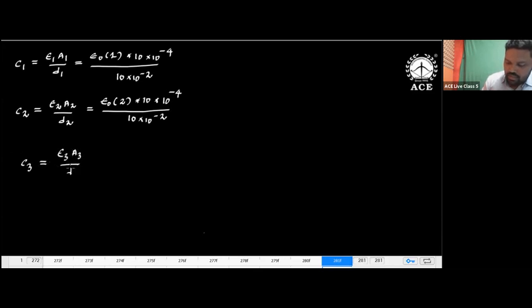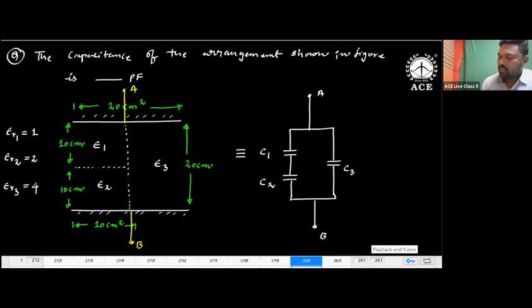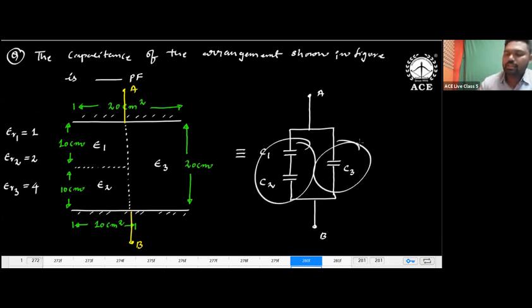Epsilon 3 into A3 by D3, beta. And one more thing here, these two are in series. So what is the resultant? C1 into C2 by C1 plus C2. The resultant is in parallel with this one. So what is the capacitance between this one?